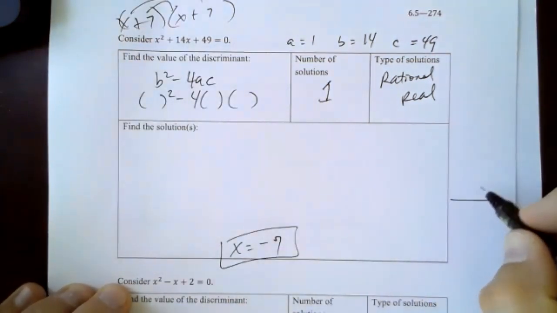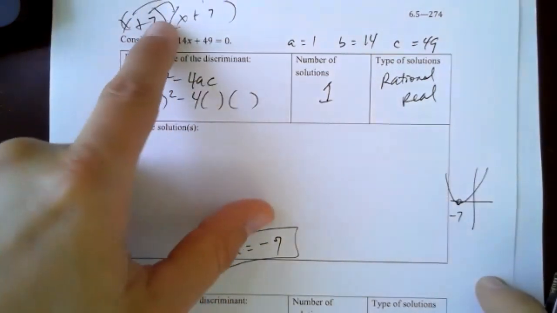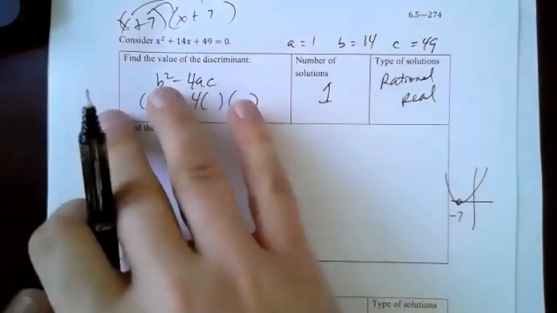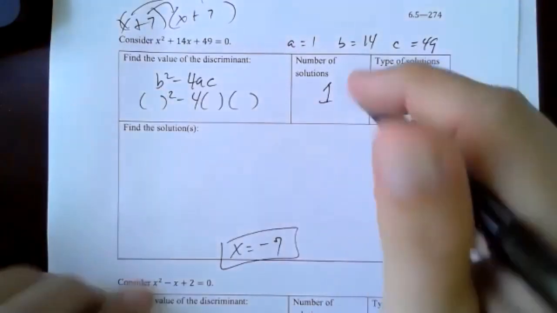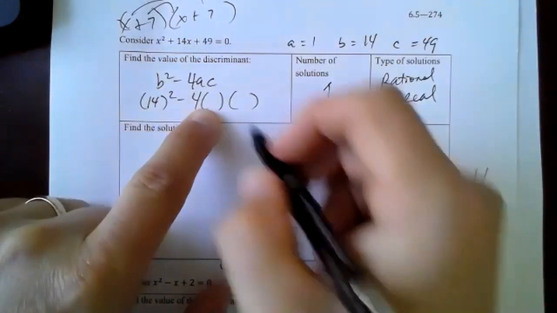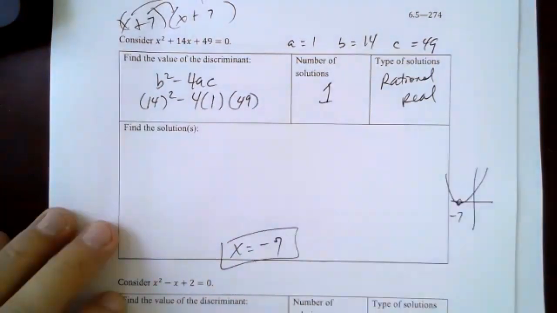In other words, this graph is going to cross at negative 7. So see how fast that was done, right? But wait a second, we need to go back and learn how to do the discriminant stuff. So we're going to put b squared minus 4 times 1 times 49. This is a lot of mental work right here.